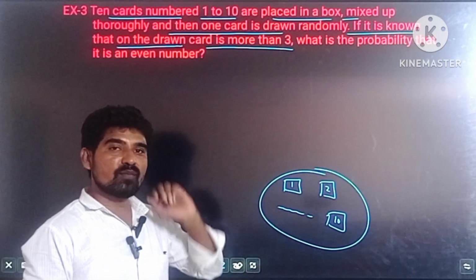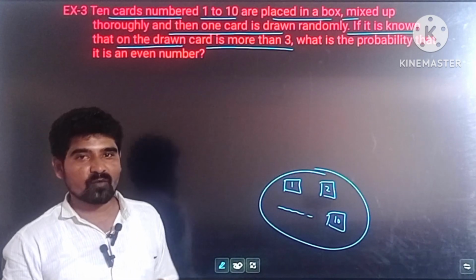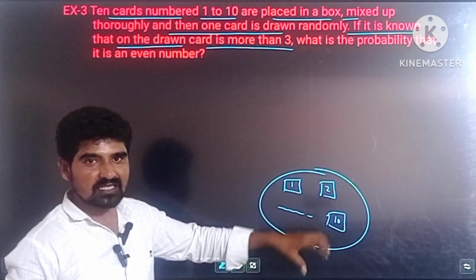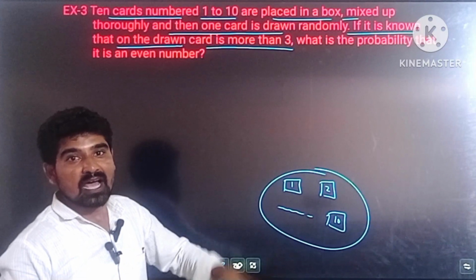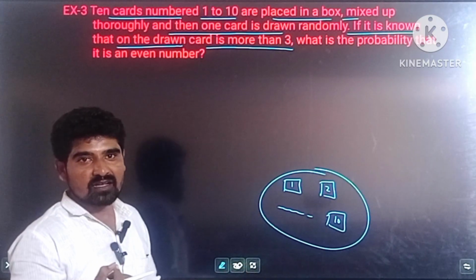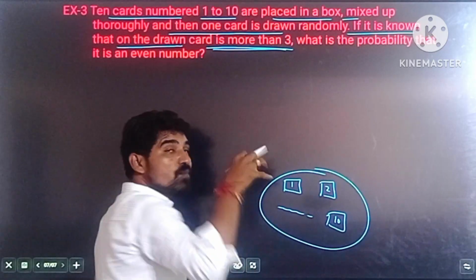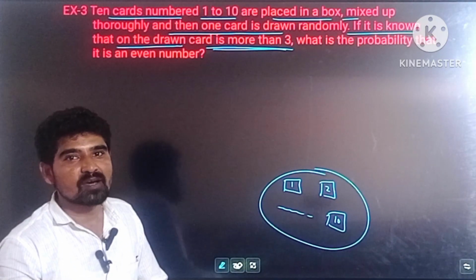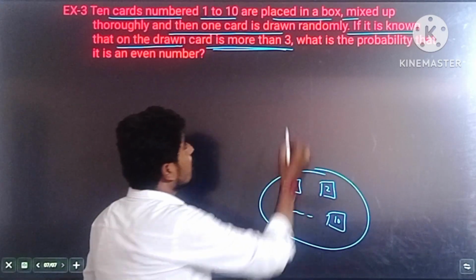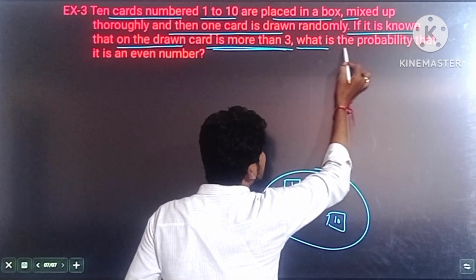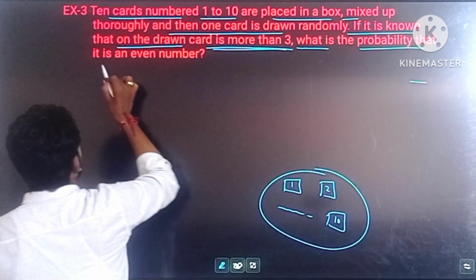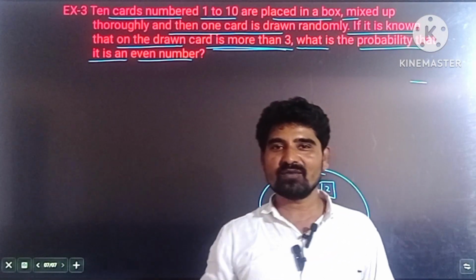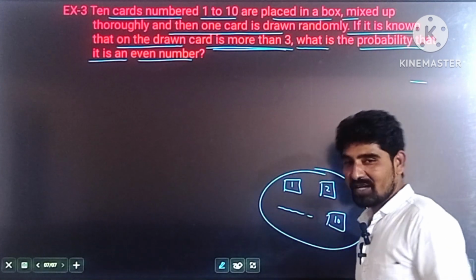So see here, in a box there are totally 10 cards numbered from 1 to 10, and from this box, after mixing the cards, he has to choose one card randomly, and it is known that the chosen card has a number more than 3. It means it is a given event: the drawn card number is more than 3. And we need to find the probability that it is an even number card. So here also, one given event exists and one event to calculate exists.